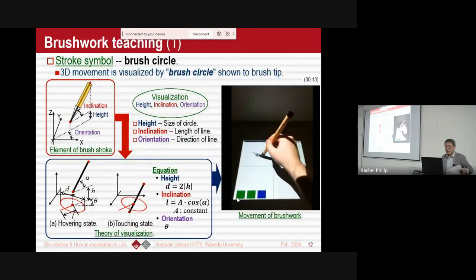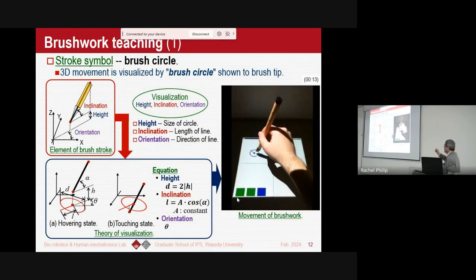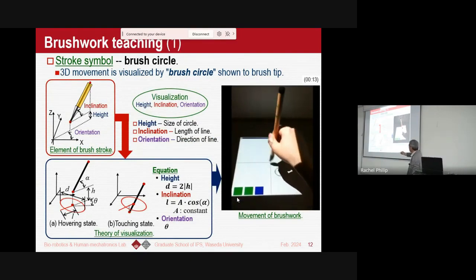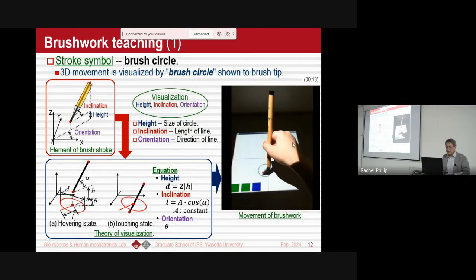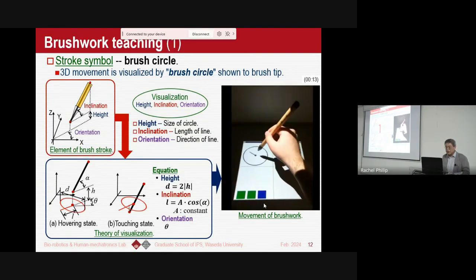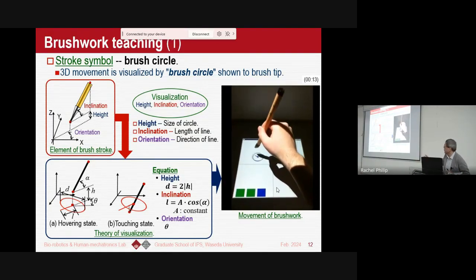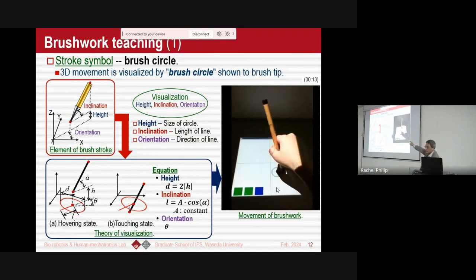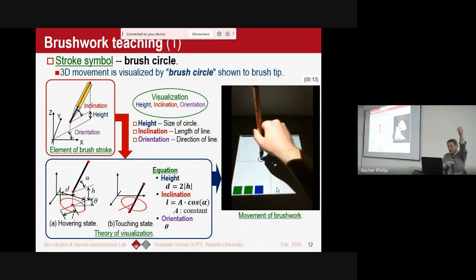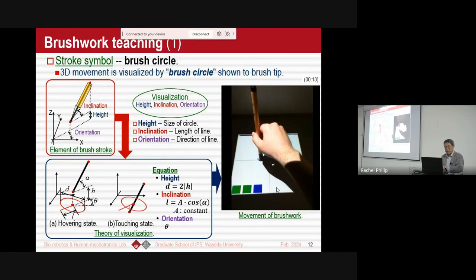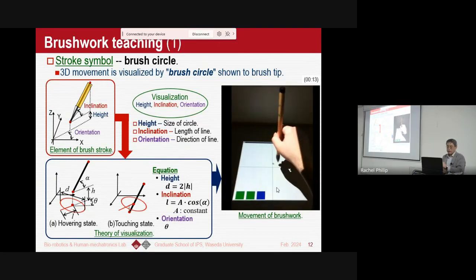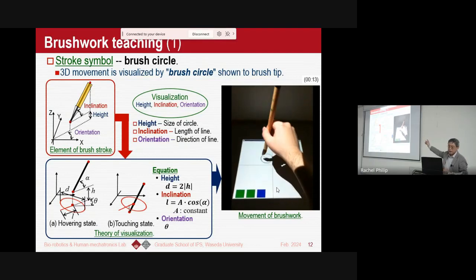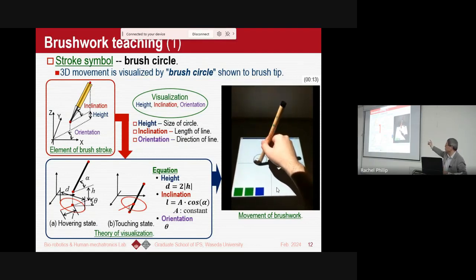in 3 points. One is brush teaching. Brush movement, the important points here, as I said, are the height of the stroke, the inclination angle, and the orientation angle. You can see the 3 points are a visualization. And how to show these three factors by the projection screen? It's one important point. So we introduced the brush stroke as a stroke symbol.